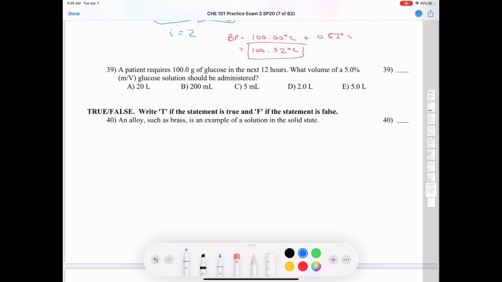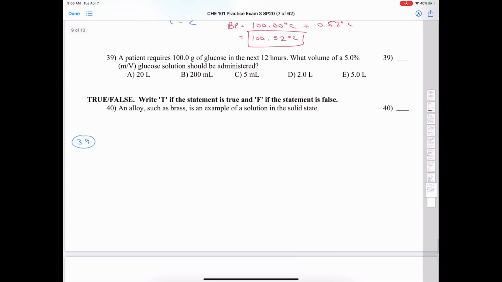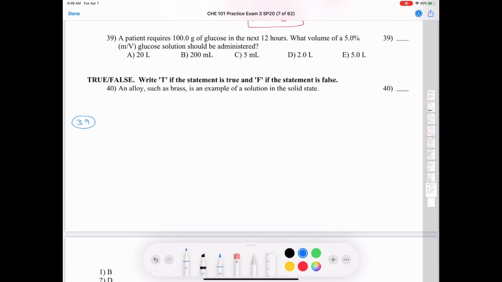Number 39, a patient requires 100 grams of glucose in the next 12 hours. What volume of a 5.0% mass over volume glucose solution should be administered? I'm kind of running out of space, so I'm just going to solve number 39 down here just for the interest of space. So let me move that up a little bit. There we go. So let's get started.